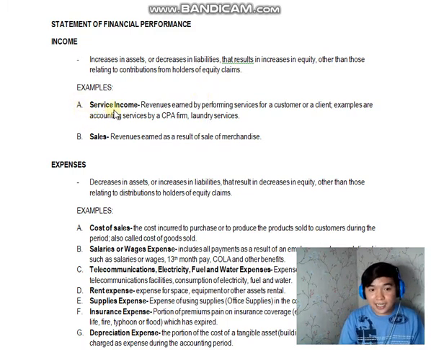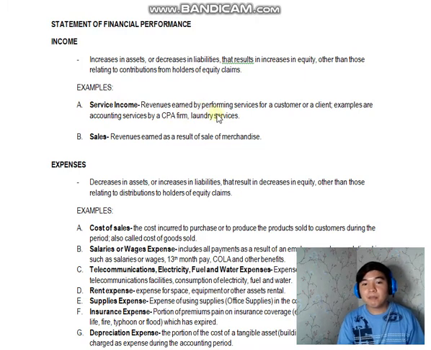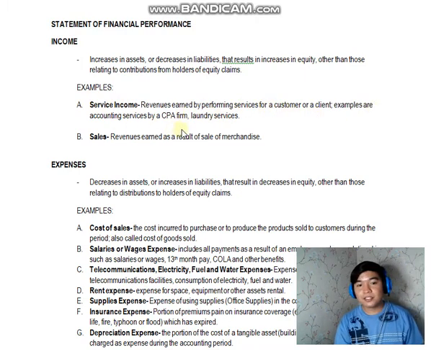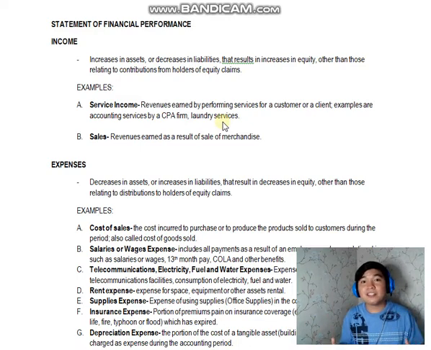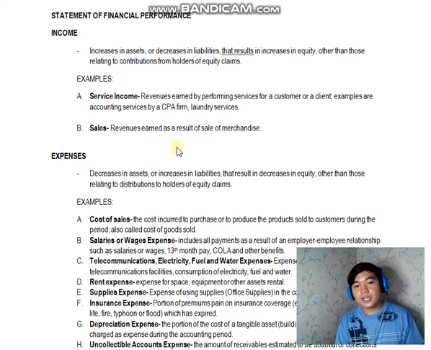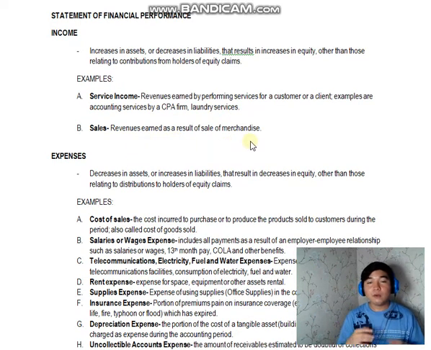Examples, service income, okay? Revenues earned by performing services for a customer or a client. Examples are accounting services by a CPA firm and laundry services. When we say service income, of course, from the word service na mismo, these are income kapag service business yung type ng business mo, okay? Sales naman tayo, revenues earned as a result of sale of merchandise. When we say sales, binenta mo, okay? Nagbenta ka ng product sa customer mo, okay? That is sales, okay? Tapos na tayo sa income.